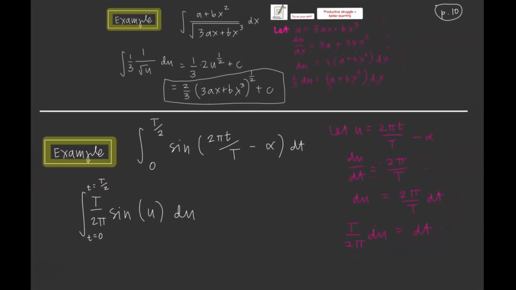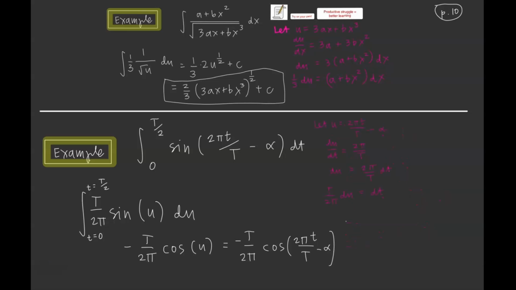So I'll go ahead and do the integration, and it is negative cosine of u, right? Because the derivative of negative cosine will be sine. Let's move the negative over. I have this big T over 2 pi, and I'm going to let that equal negative big T over 2 pi cosine of 2 pi little t over big T minus alpha. And now that I'm back in little t's, this is going to go from 0 to big T over 2.